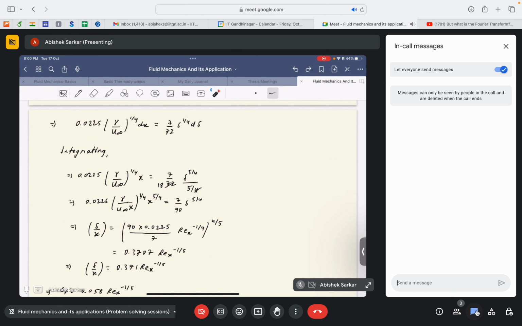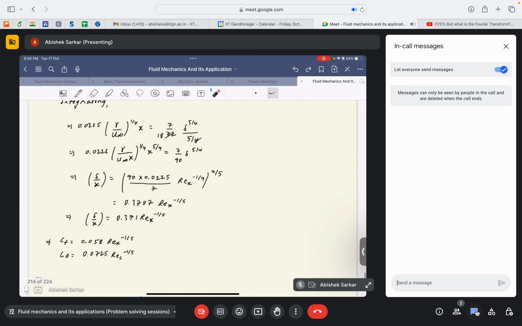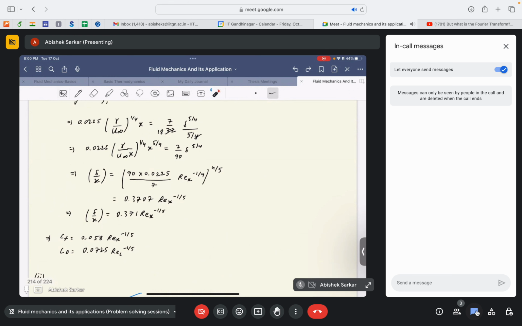Again, there are just certain modifications to the terms. It's difficult to read out step by step. You can see the steps once you get the notes. So once we do that, finally what we get is that delta by x would be equal to 0.371 Re_x raised to the power minus 1 by 5.